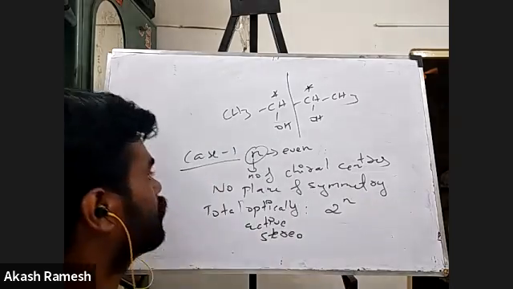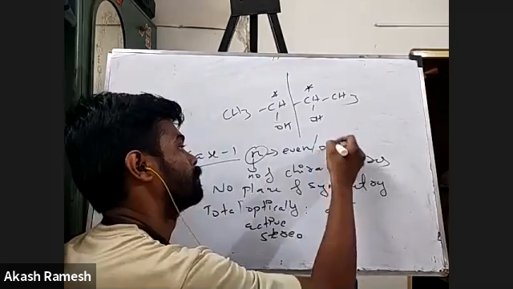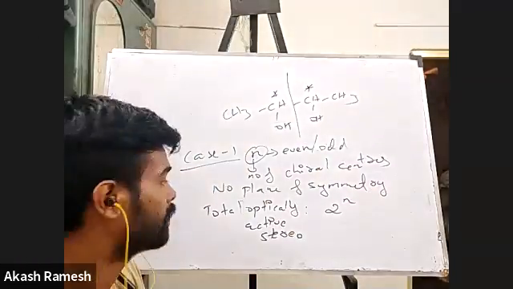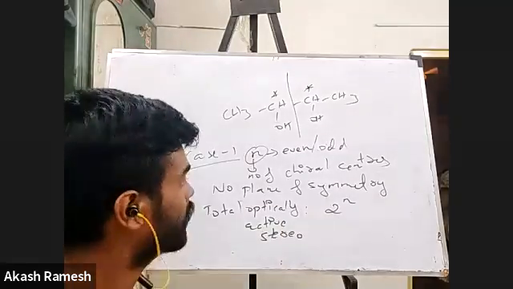So n is even or odd, no problem, but there should not be any planar symmetry. Then you can directly tell that it is going to be 2 power n. Okay, now case 2.